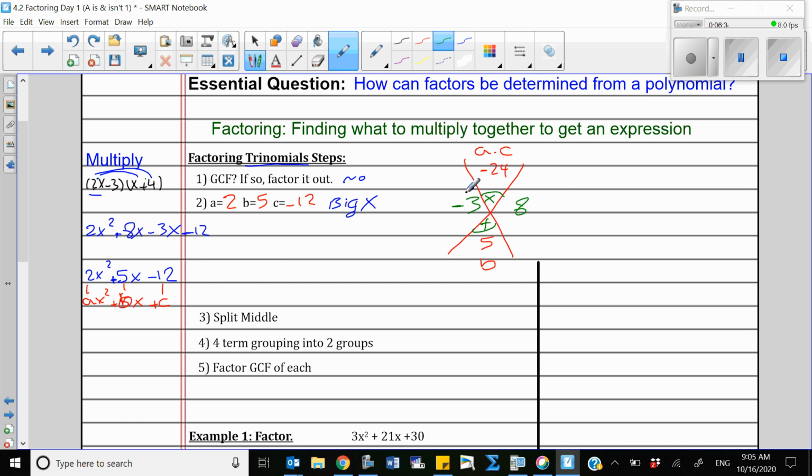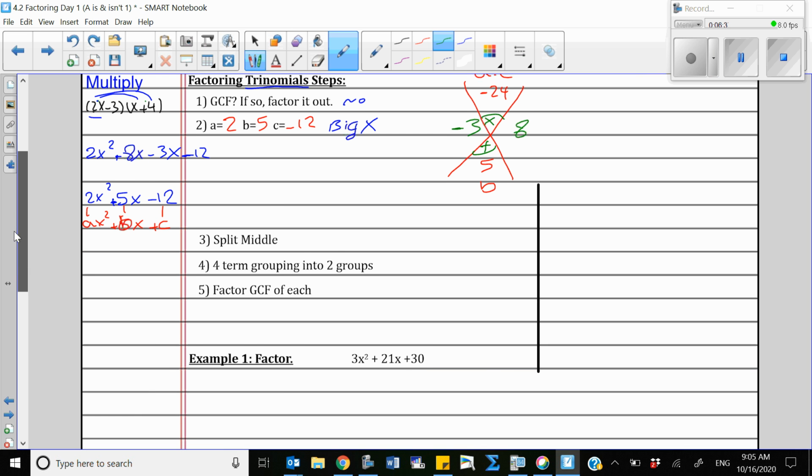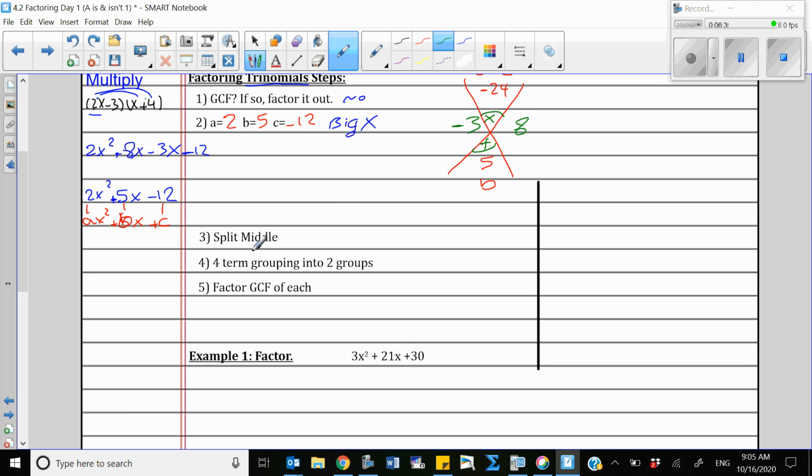So once I get those two numbers, I'm going to go to the next step. Split the middle. What does that mean? I'm going to write the expression here again, 2x squared plus 5x minus 12. Keep the first term as it is here. Split the middle term using these two. 5x is 8x minus 3x. So you split the middle one and then keep the last one as well.